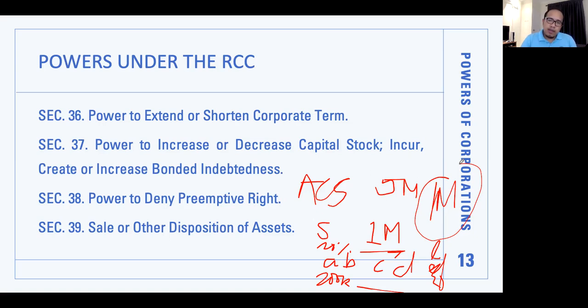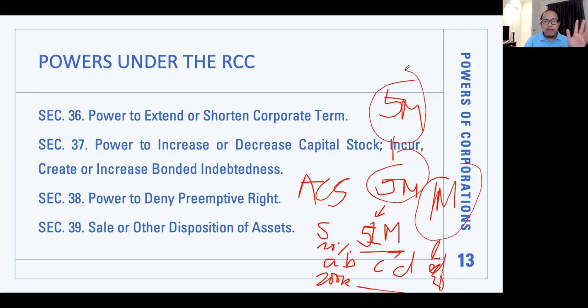Applicable din ito. For example, yun yung isang example. For example, the entire 5 million has been subscribed. Tig 1 million sila ngayon. Sabi nila, increase natin to. Dagdagan natin additional 5 million yung ating authorized capital stock. So magkakaroon kayo ng available na increase na 5 million. Additional 5 million. Not the original 5 million kasi the original 5 million has already been fully subscribed by the existing stockholders. So may fresh 5 million ka.